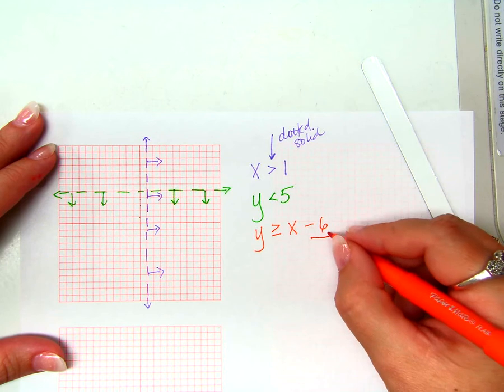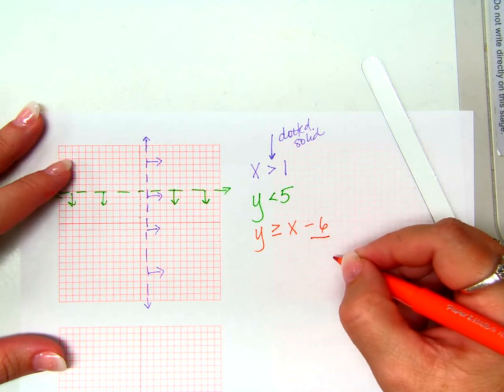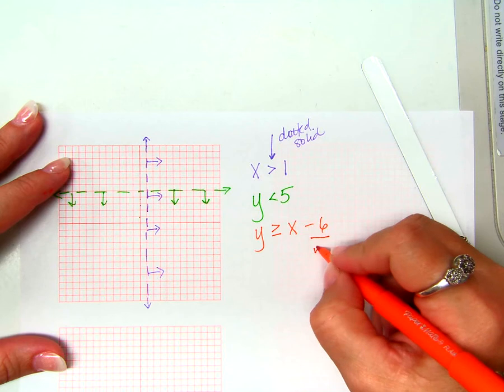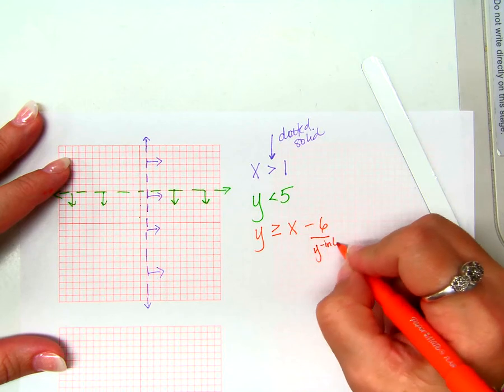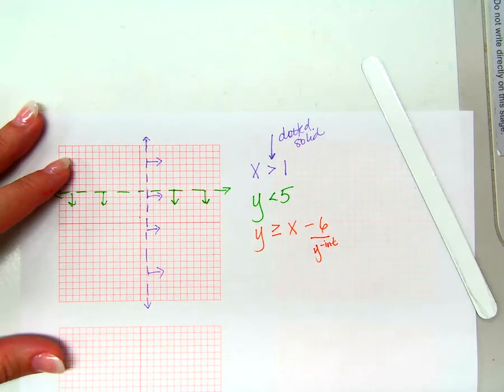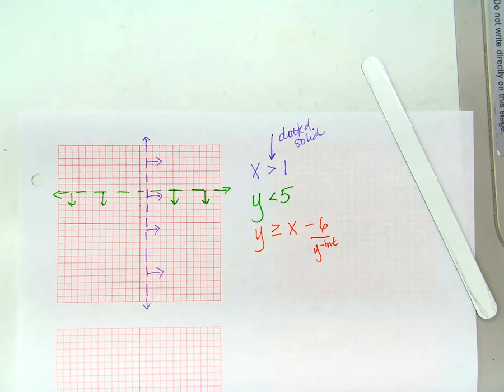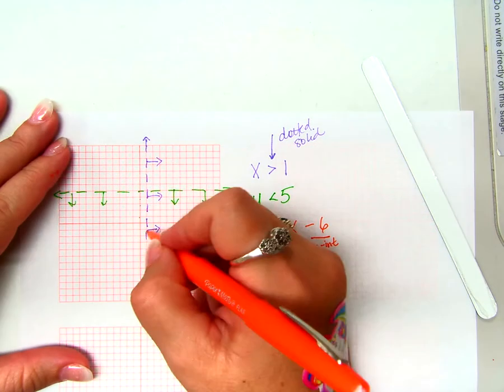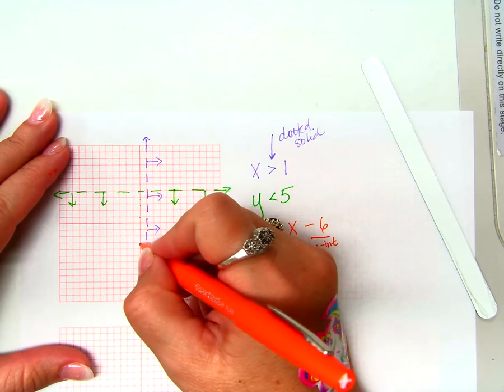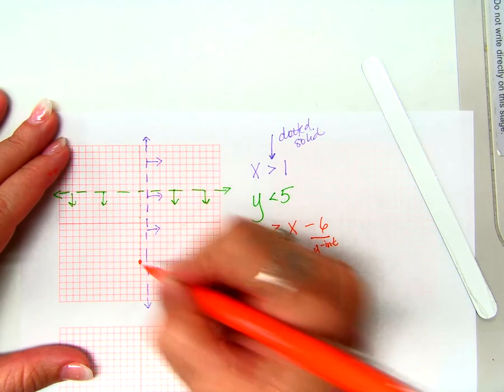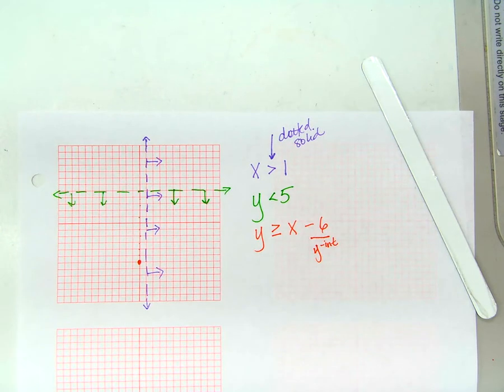What's that called? It is called -6. Excellent. It's also called the y-intercept. It's where this line crosses the y-axis, right? So it's at -6. 1, 2, 3, 4, 5, 6. Once I know it crosses at -6, what do I use to create the rest of the line?